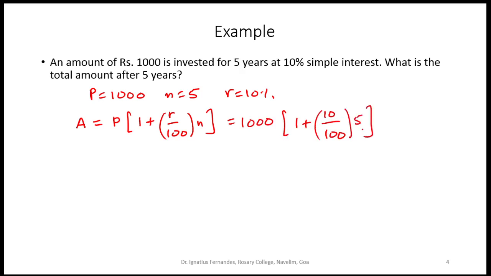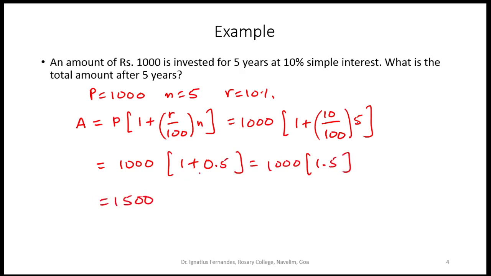is 5. So this will be equal to 1000 into 1 plus, this is 5 into 10, 50, 50 upon 100 is 0.5. So I have 1000 into 1.5, which is 1500, which we had already known. We had calculated it earlier. Okay, so this is the total amount after 5 years.